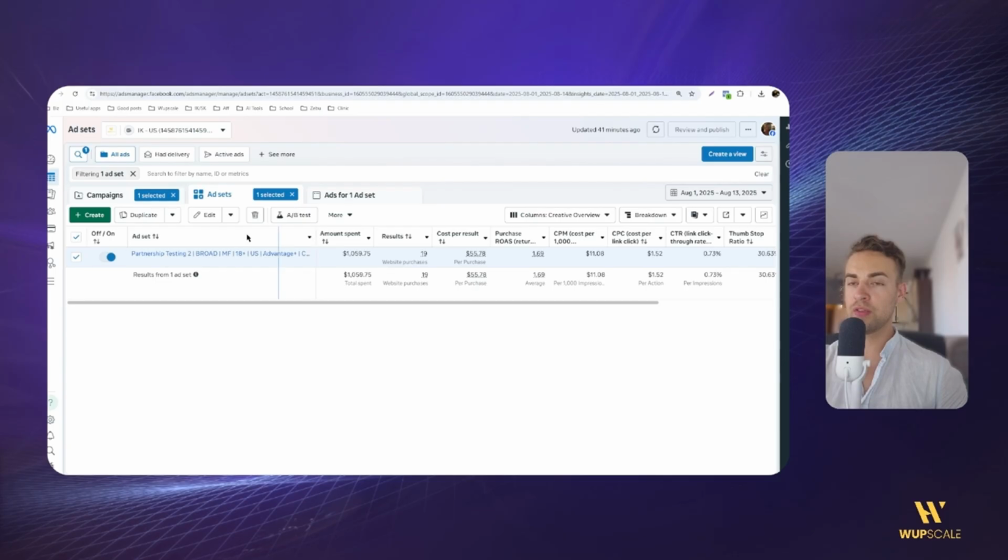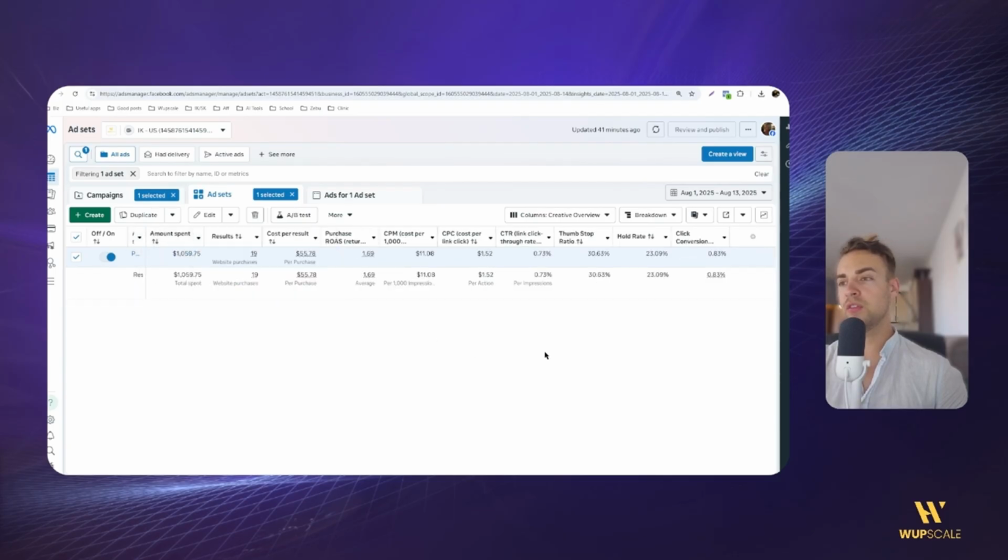We have a bunch of different ads inside. And we started this campaign or this ad set on August 1st. And then I added the first cost caps on August 13. So in the first, let's say 2 weeks, we had 19 purchases and the average cost per result was $55.